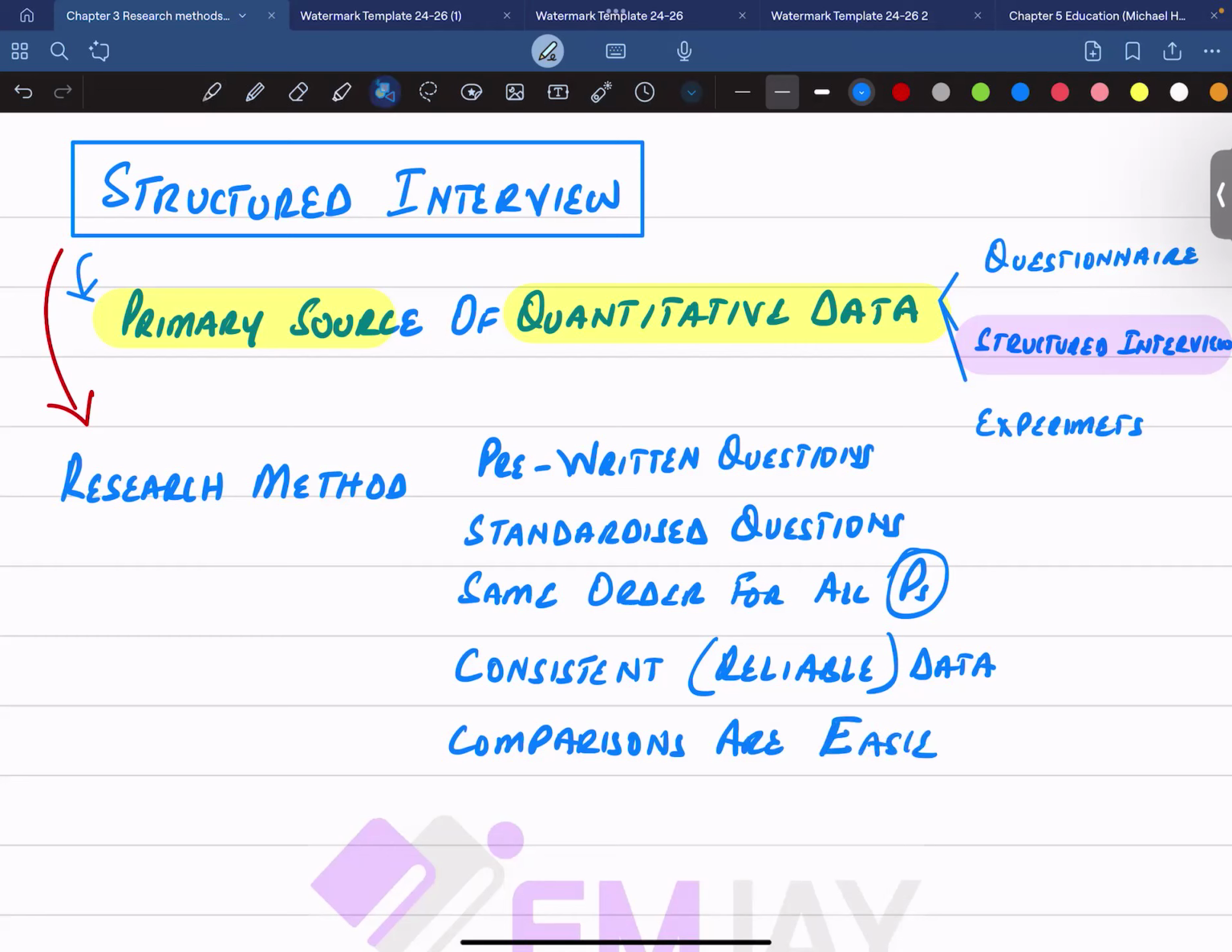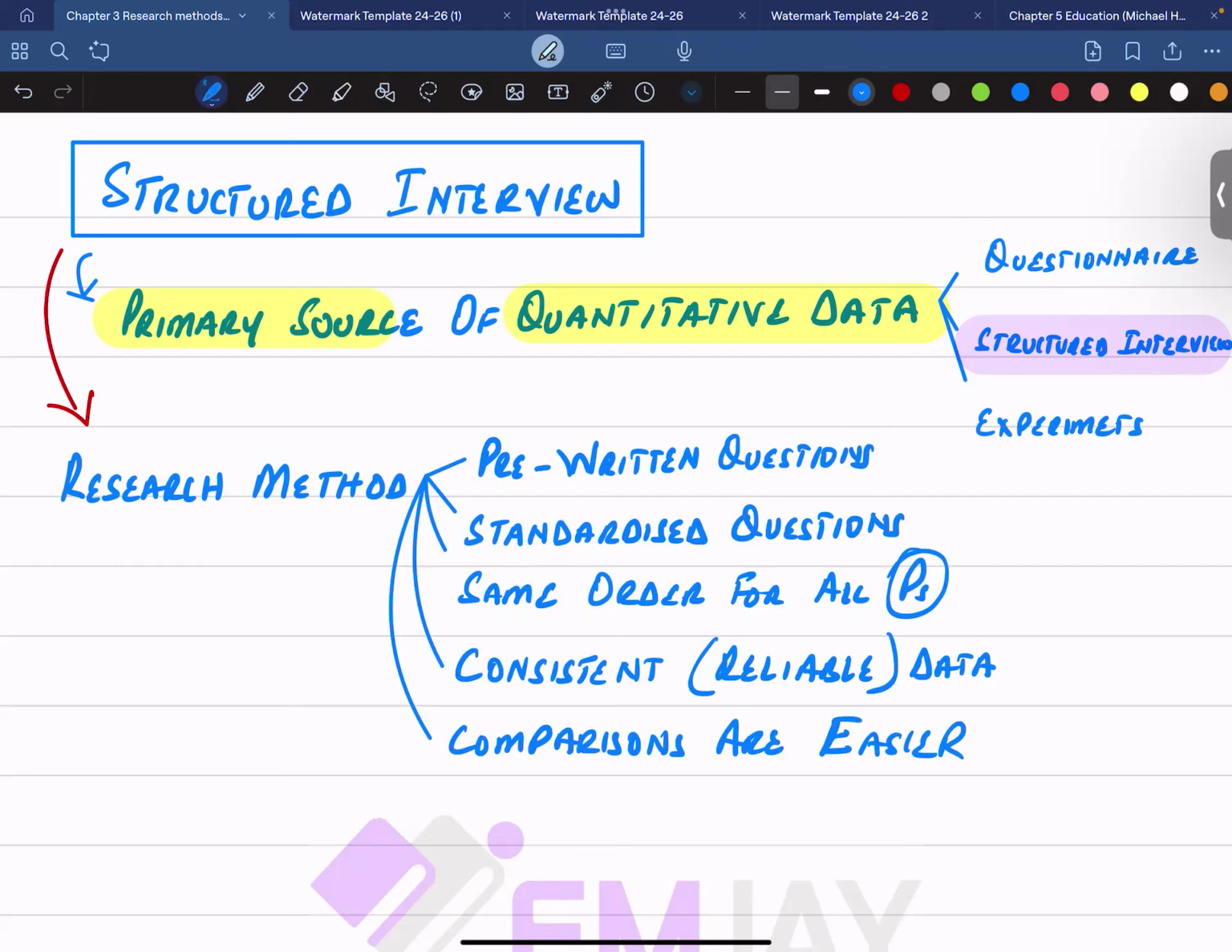So when we talk about structured interviews, we are talking about pre-written questions. These pre-written questions are asked of the participants in a standardized manner. That is, the interviewer uses the same order of questions, which consequently leads to the researcher being able to gather consistent, or in other words, reliable data, which again facilitates the researcher when it comes to comparisons. Comparisons become relatively way easier.